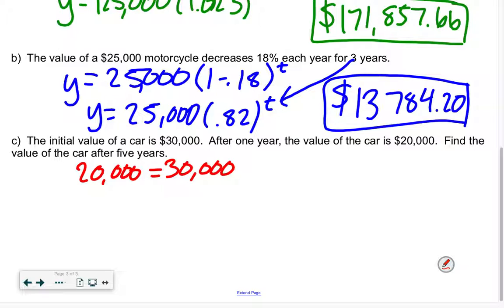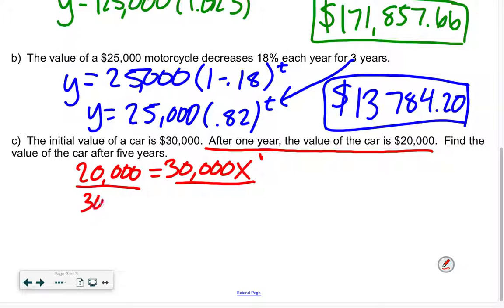Do I know what my rate is? No. We're just gonna call it X. What's my T? What's my time? 5? You sure? One. 1 year. After 1 year, it's 20,000. Now we gotta figure out our rate first. So how do I get X by itself? Divide by 30,000. So my rate is 0.67, right? Yeah.